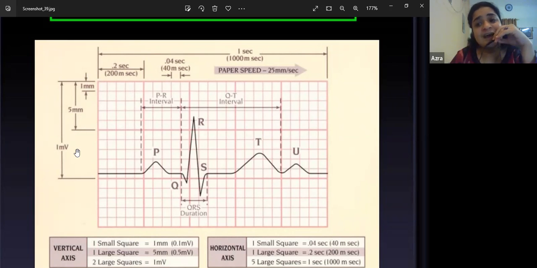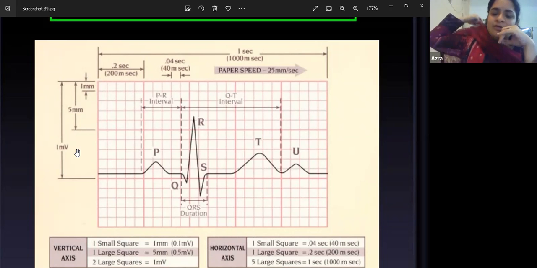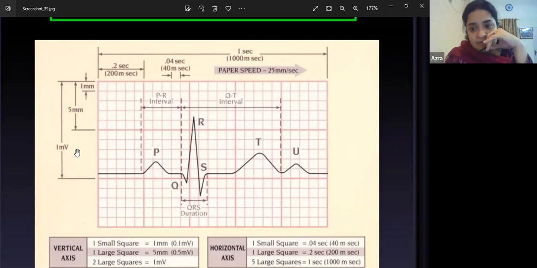You just fix the leads to the patient and start the ECG. When you get the paper, you will see everything because the time period is fixed there. You can set the time period. It depends on the situation of the patient also.